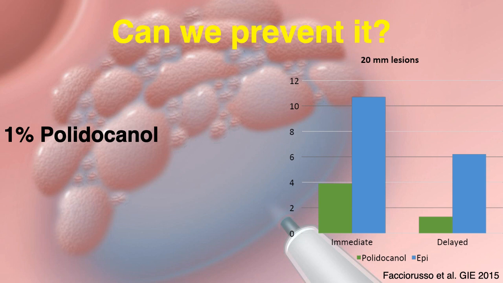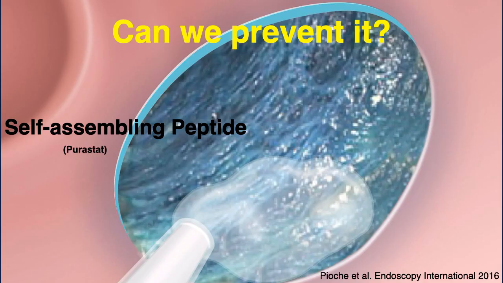We used polidocanol for sclerotherapy in the 80s, 90s, and early 2000s maybe. And the concept has been shown in a randomized controlled study that 1% polidocanol does cut down immediate and delayed bleeding. Another important facet that is coming out is the use of this self-assembling peptide, which is not available in the United States, but a lot of my colleagues from Europe are using it, and they feel that it does make sense. It is very easy to apply. You don't need the technique of clip closure.